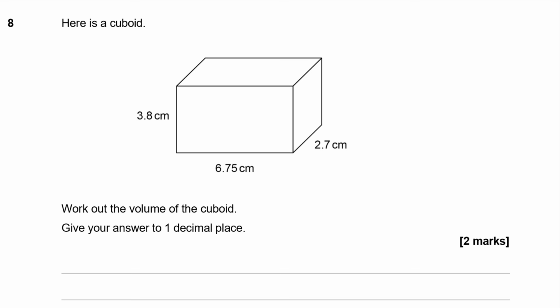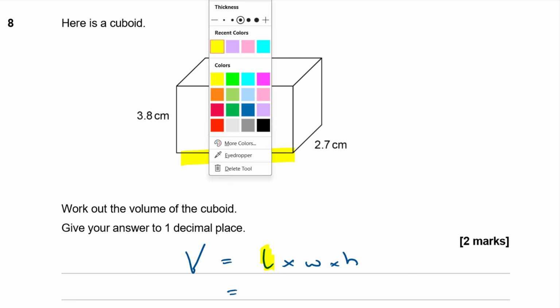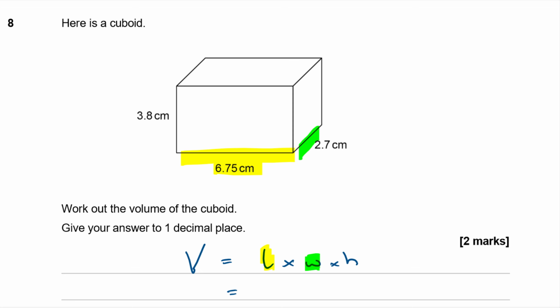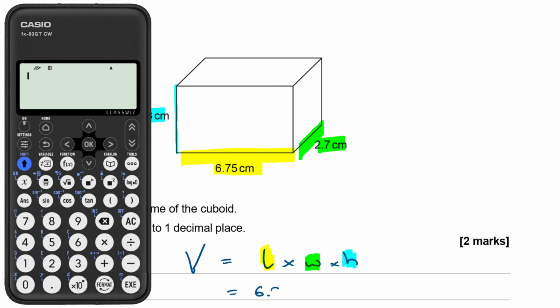Question 8, here's a cuboid. Work out the volume of the cuboid, give your answer to 1 decimal place. Okay, so the formula for working out a cuboid is volume equals length times width times height. So here the length is there, look, that's the length. It's going to be 6.75. The width is that one there. That's the width of my shape. That's 2.7 centimeters. And then finally my height, that's going to be that dimension there, which is 3.8. So subbing those into the formula, that's going to be 6.75 times 2.7 times 3.8.